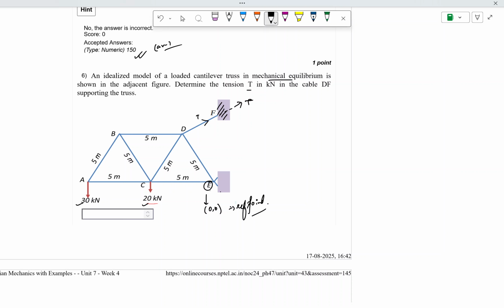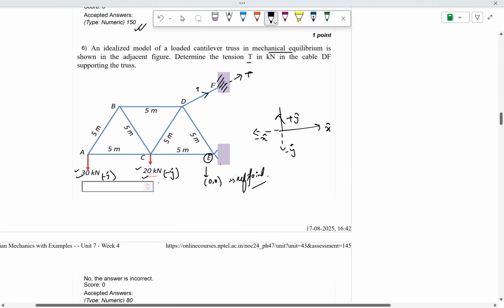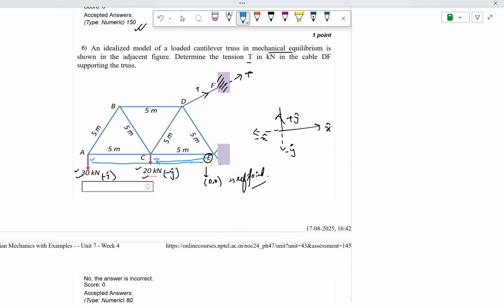So with respect to this E point, there are two vertically downward forces acting along the minus y cap direction, and this is also in the minus y cap direction. If this is your plus x cap, then this is your plus y cap. So this direction will be minus y cap and this will be your minus x cap. So these two forces are in the minus y cap direction. And if you choose your r vector with respect to E to this point, A point and C point, you see that they are along the minus x cap directions.